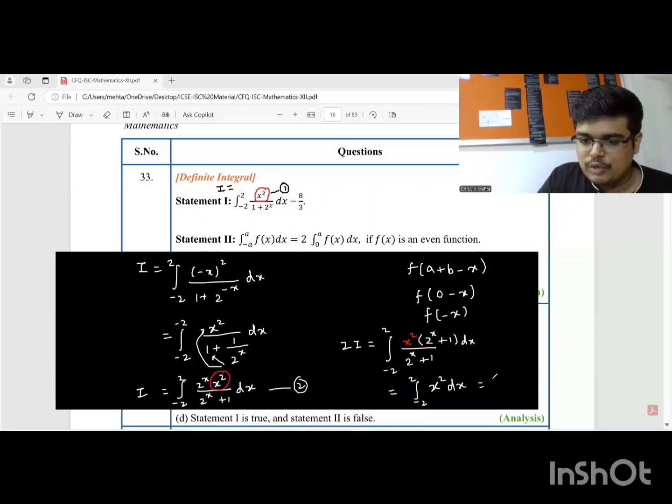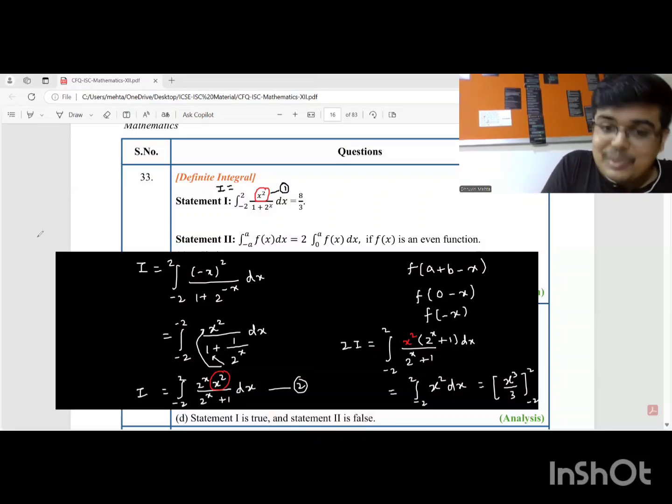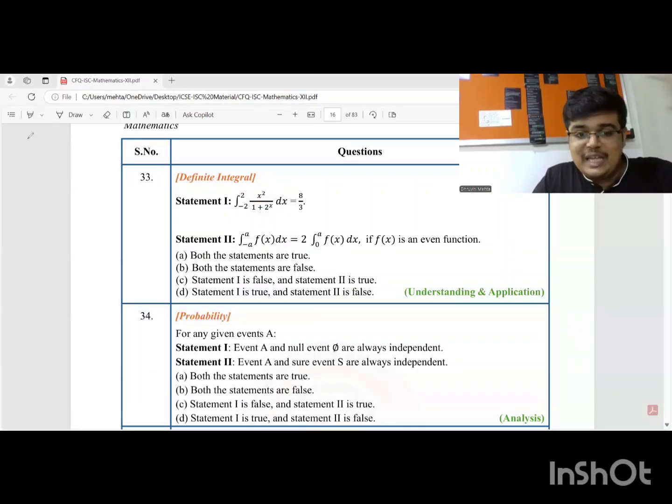Now you solve this. Integration of this is x cubed by 3. I expect you all to already know this integration, the basics. And you do upper limit minus lower limit. The answer will be 8 by 3. Statement 1 is true. Statement 2, students, it's a direct property. Even that is true, but you understand statement 2 is not the correct explanation for statement 1. So here, both the statements are true. Option A is correct.